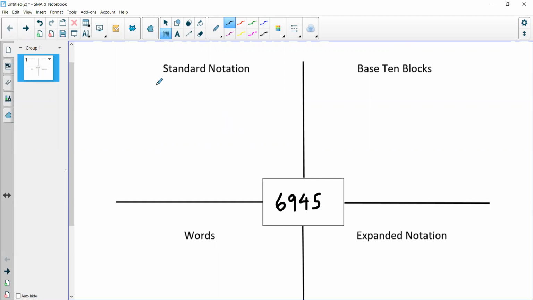Standard notation is a representation of a number where you are showing each digit of the number. It looks exactly like what is written here. I'm showing the 6, the 9, the 4, and the 5 in 6,945. That's standard notation.